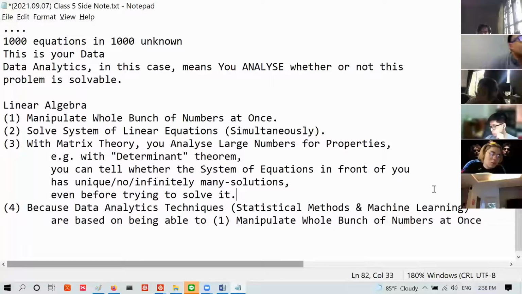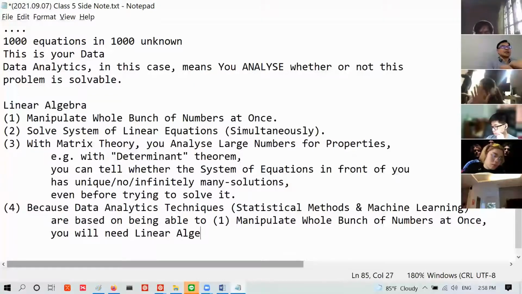Now, finally, because data analytic techniques, statistical methods last year, machine learning this year, are based on being able to manipulate a whole bunch of numbers. So that's why linear algebra.